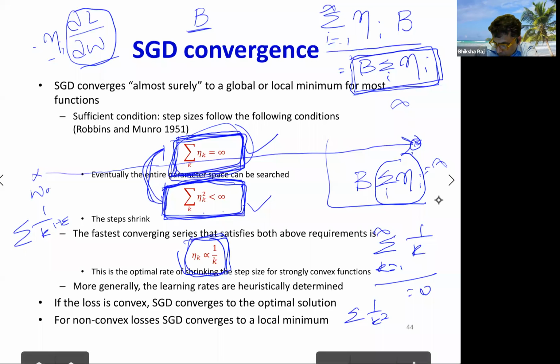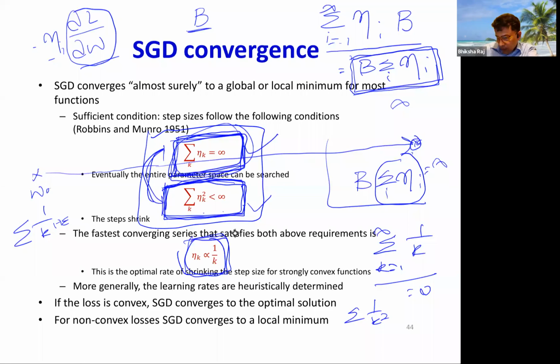So this actually gives you a pretty good learning rate schedule. And more generally, we'll use other kinds of learning rate schedules, which may not be exactly this, but the learning rate schedules that you are dealing with, for example, in your homeworks, all have this property that in the limit, they satisfy both these criteria. And you can see why these criteria are required. Any questions?